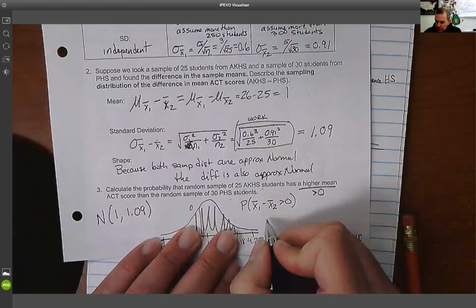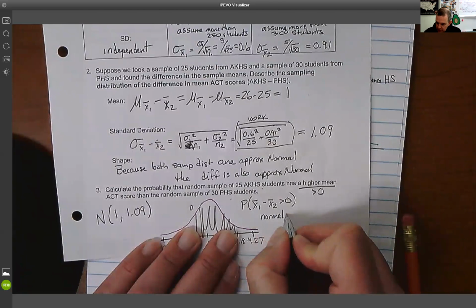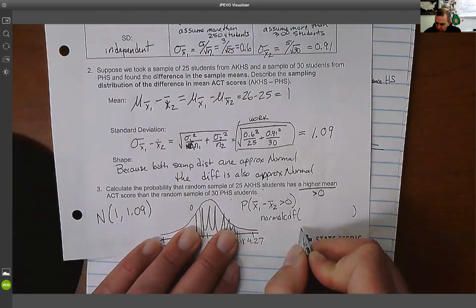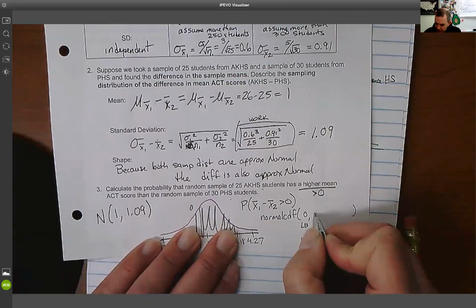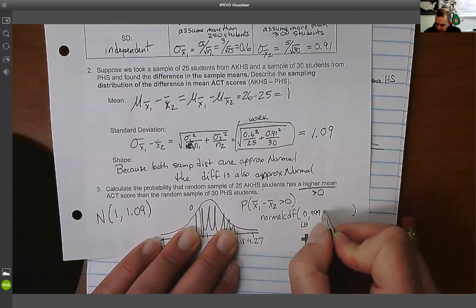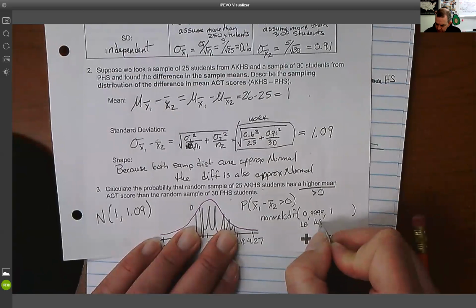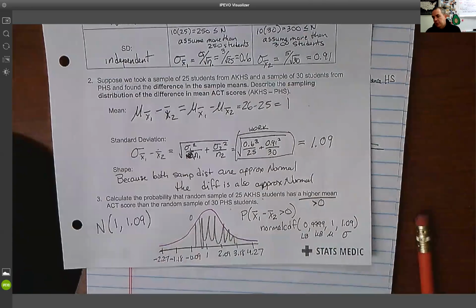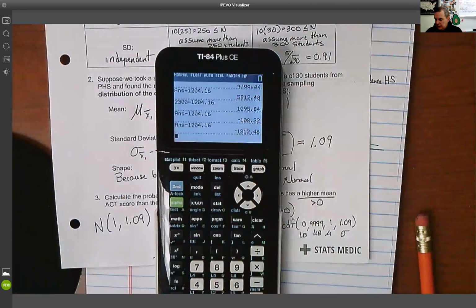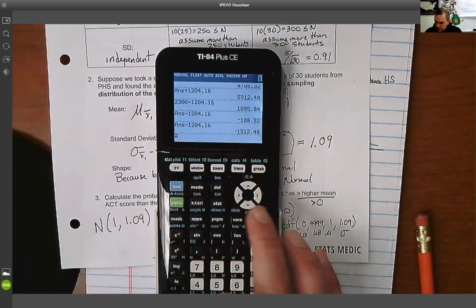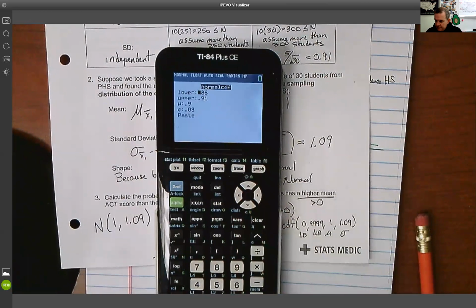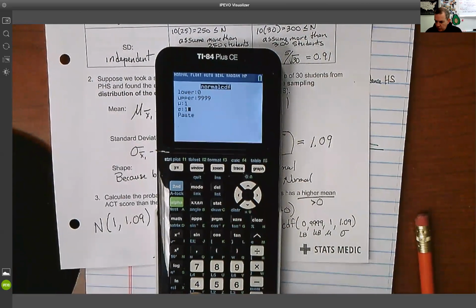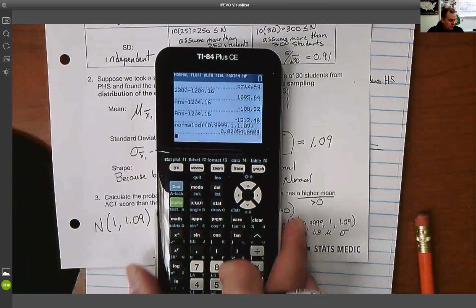And what I can do is go do normal CDF. I've got a lower bound of 0, an upper bound of a whole lot of 9s, a mean of 1, and a standard deviation of 1.09. Break out my calculator. I do second, VARS, normal CDF. 0, lots of 9s, 1, 1.09. In this case, it's about 0.8205.